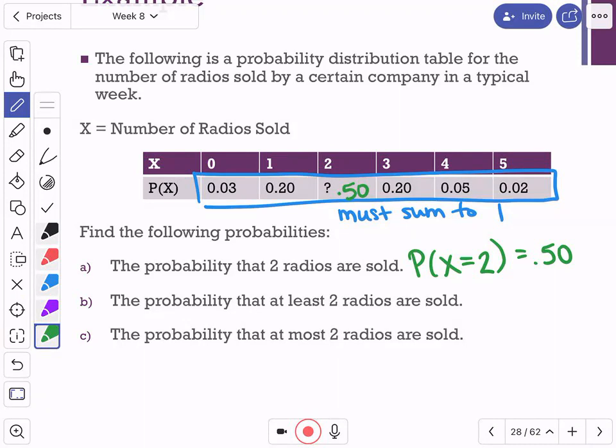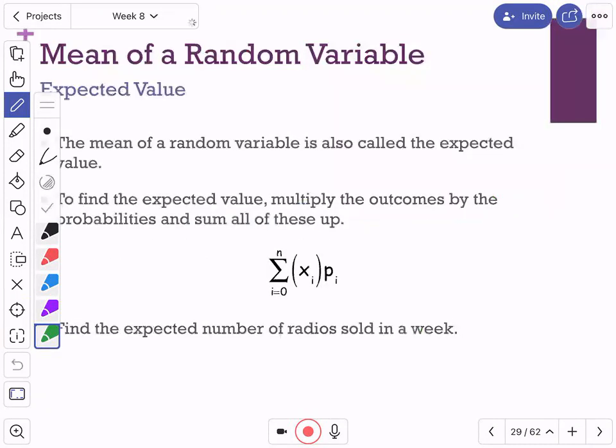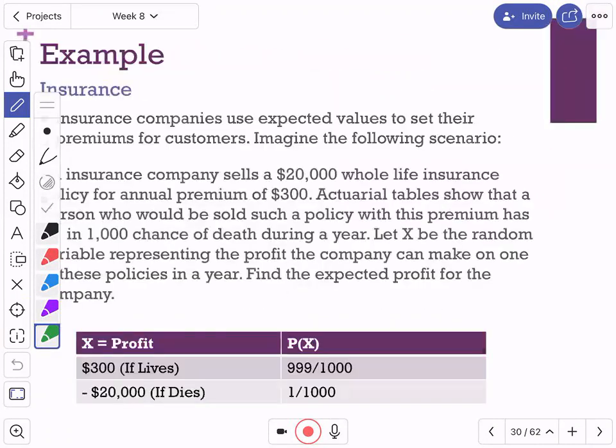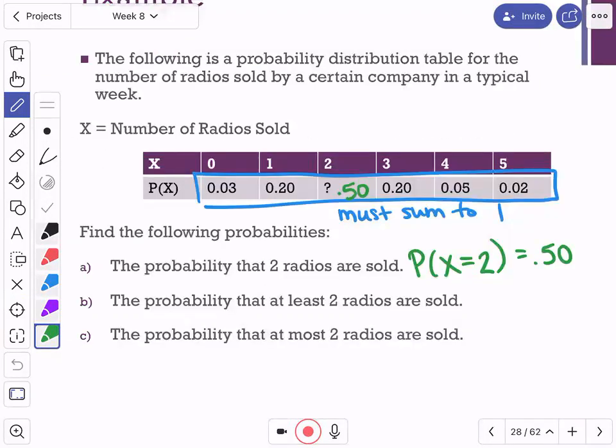Now, another question. When I look at this particular table, if I ask you, what do you think is a typical number of radios sold in a week? Or a better way of saying typical: what is an average number of radios sold in a week?